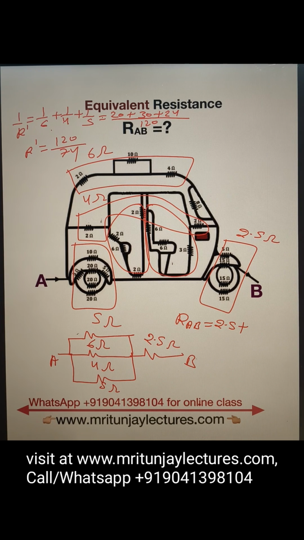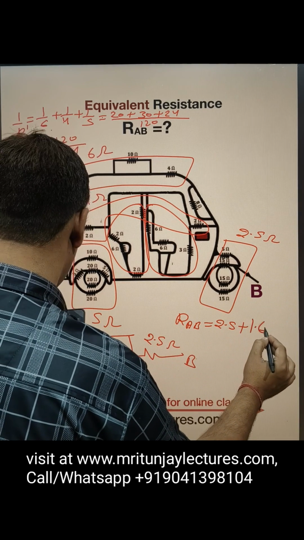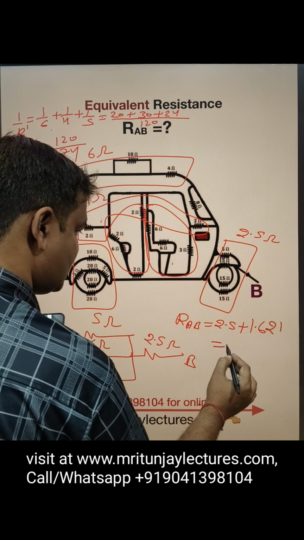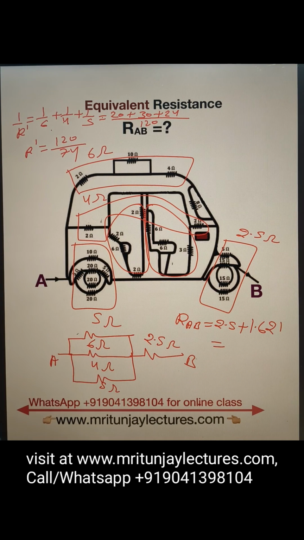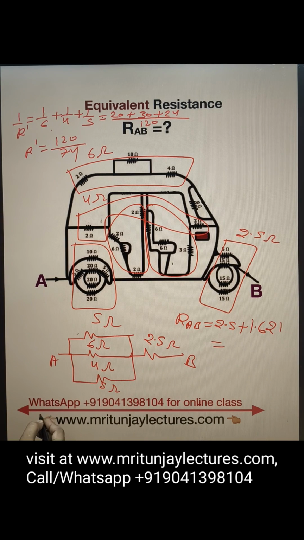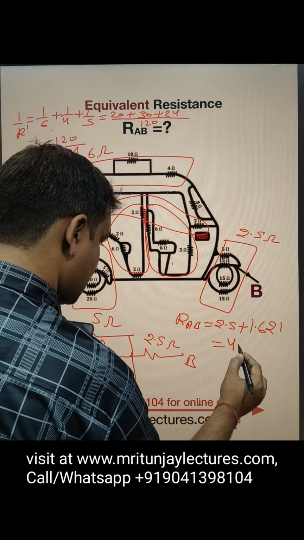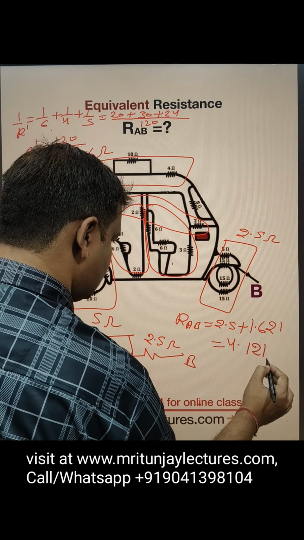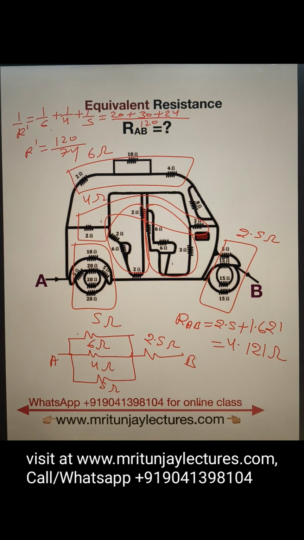120 divided by 74 is how much? 1.6, 1.621. So finally plus 2.5, then we get how much? 4.121 ohm is the final answer. I hope it is clear.